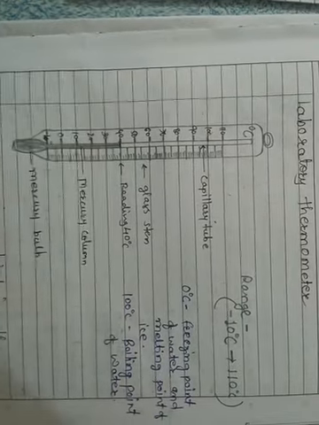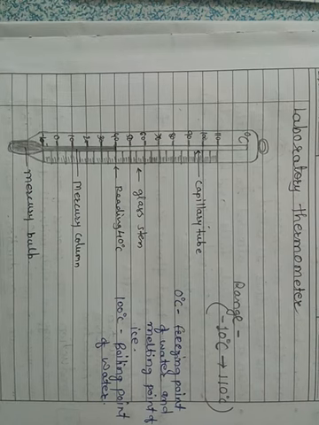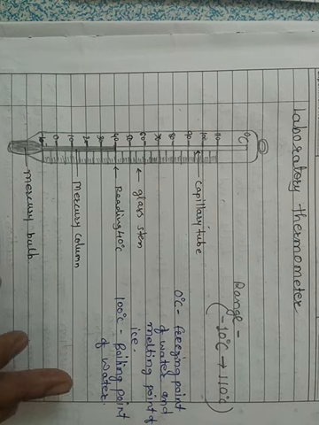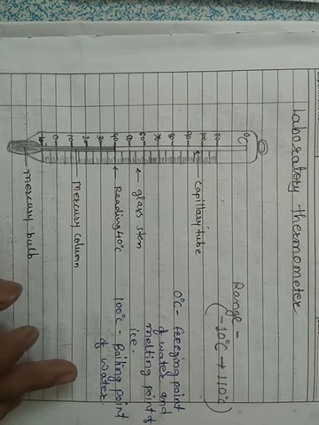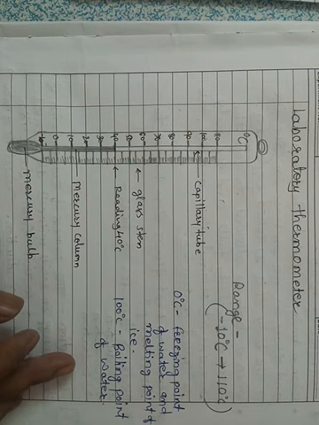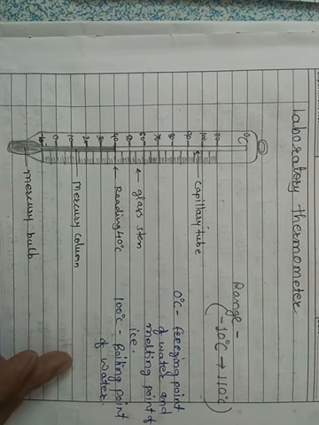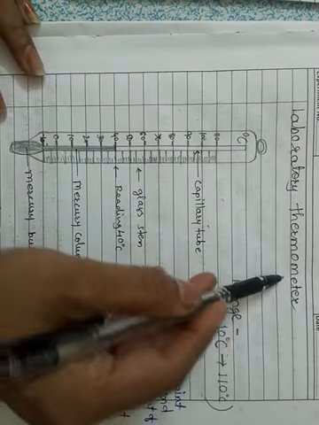Then we'll come to the laboratory thermometer. So what is the use of the laboratory thermometer? The laboratory thermometer is used to measure the temperature of different objects. The clinical thermometer is meant for measuring body temperatures only, but how can we measure other temperatures? When we perform some experiments in the laboratory, at that time we have to measure the temperature of many liquids and many other substances. So at that time we measure the temperature with the help of this laboratory thermometer.